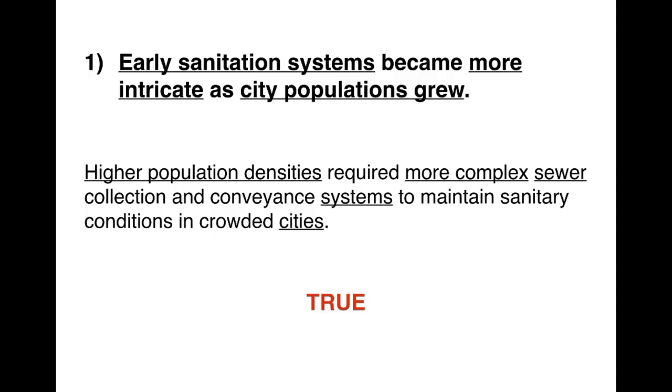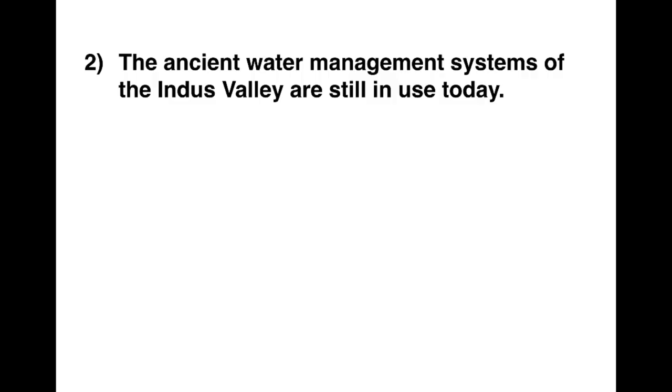Let's try the same techniques for number 2. Question 2. The ancient water management systems of the Indus Valley are still in use today. True, false, or not given. Well, I'd underline first Indus Valley. That's the easiest thing to search for because it's a name. Also, then we could look for ancient and systems and still in use today. So basically, are these Indus Valley systems still in use today? Remember, we don't need to go back to the beginning of the text. We can continue reading where we finished question 1.